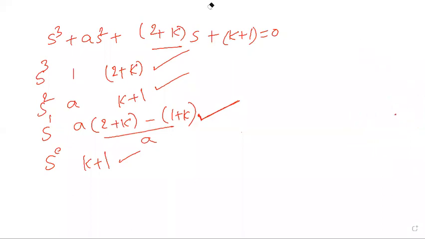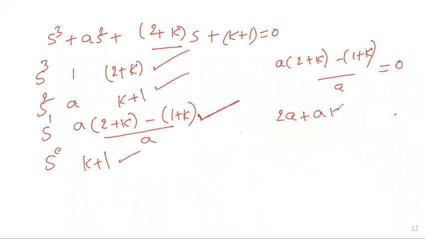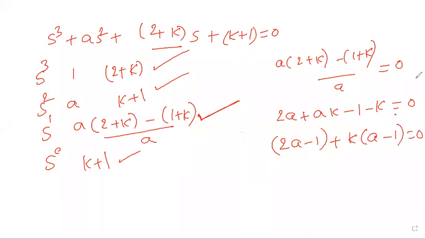So if you equate (a into (2 plus k) minus (1 plus k)) by a equal to 0, then 2a plus a into k minus 1 minus k equal to 0. Nothing but 2a minus 1 plus k into (a minus 1) equal to 0. This is equation 1. Consider this as equation 1.